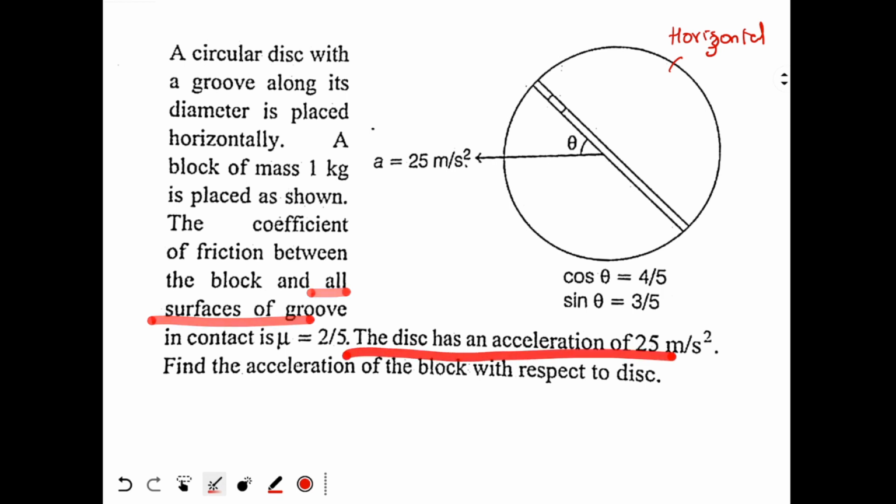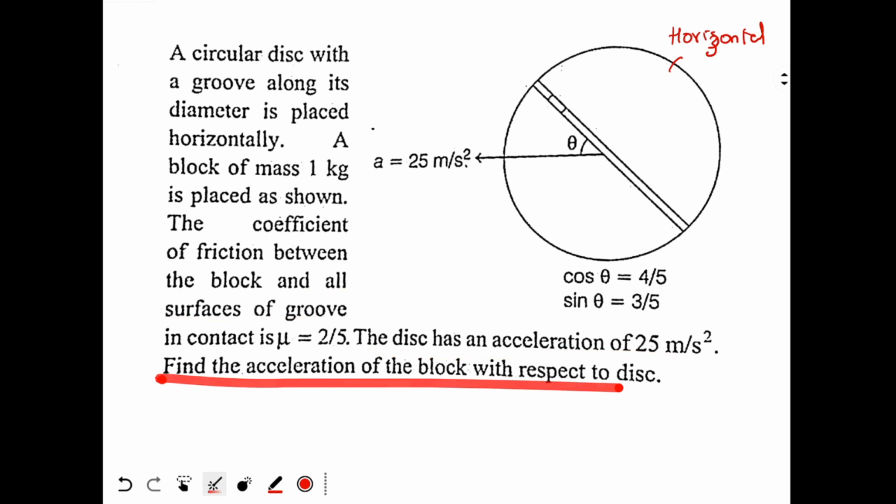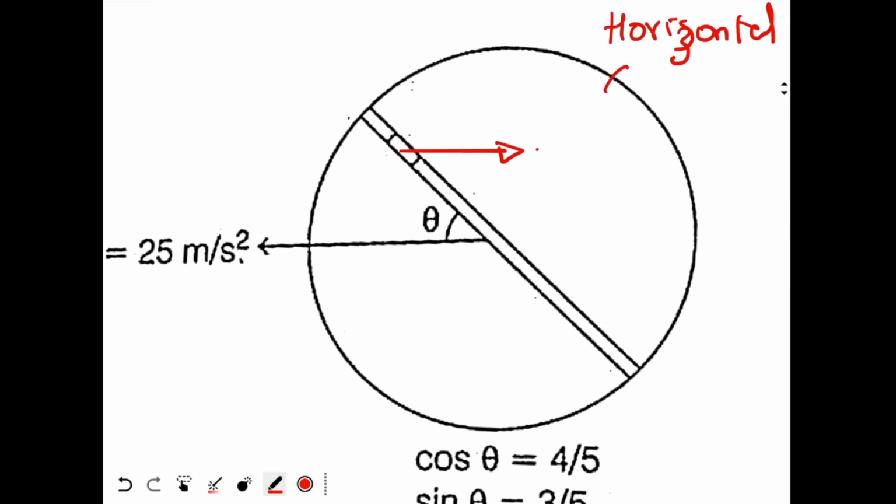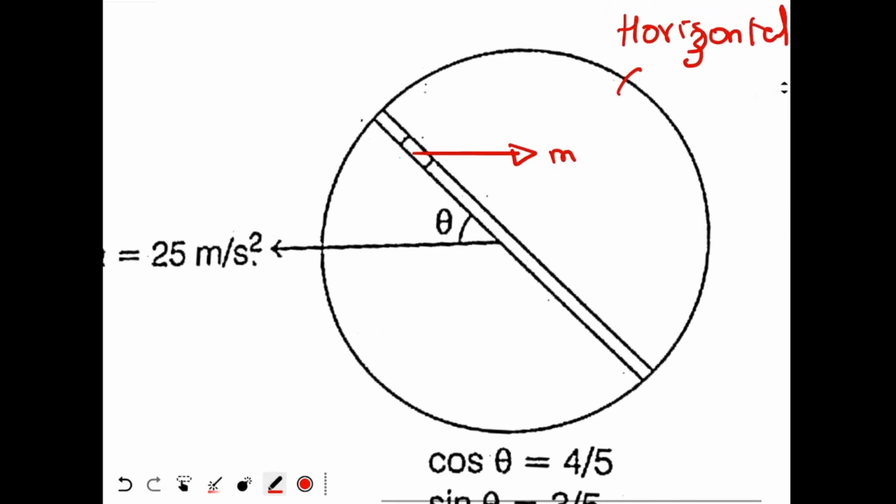Okay, the disk has an acceleration of 25 meter per second square. Find the acceleration of the block with respect to disk. Okay, so with respect to disk, it's very easy. We just need to draw a pseudo force over here. Mass of the block m multiplied by the acceleration of the disk a. This is your pseudo force acting.